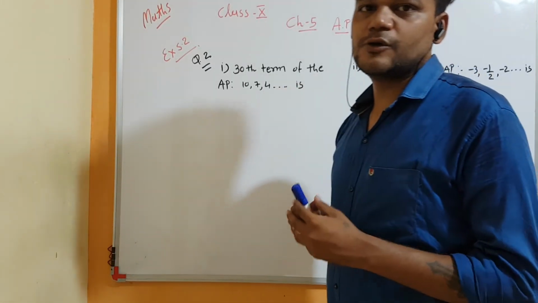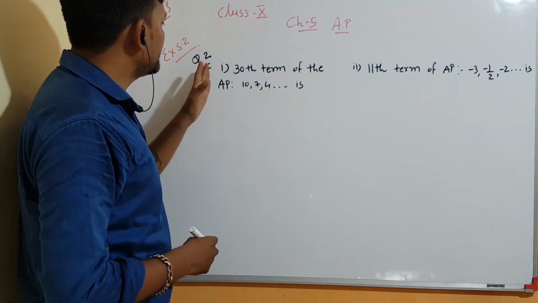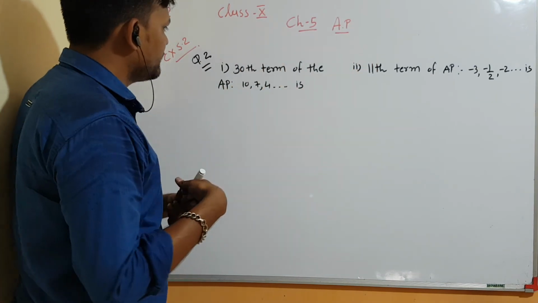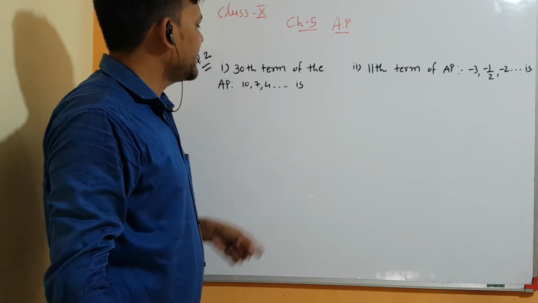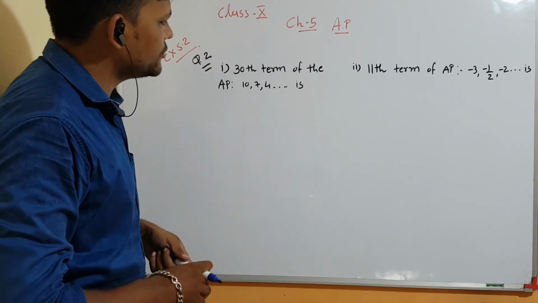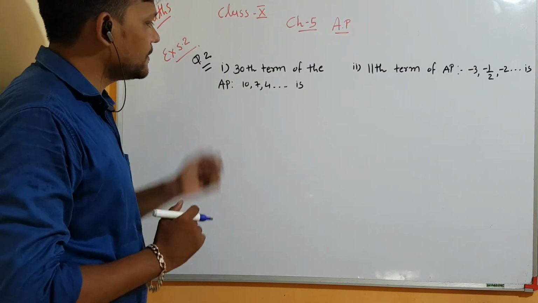Now student, question number 2 of this exercise is a multiple choice question. Question number 2 contains two parts. First part is: 13th term of AP 10, 7, 4, so on is. That means here you have to find the 13th term, right?